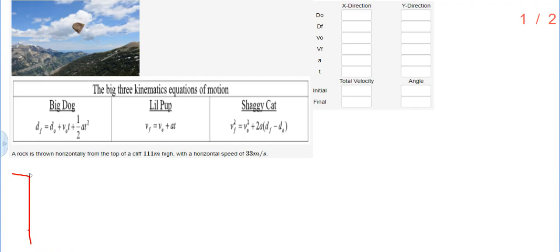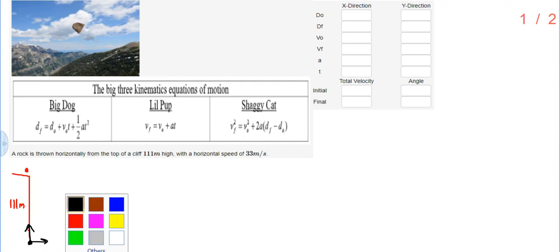Here's my cliff. Here's my rock being thrown from that cliff. My cliff is 111 meters tall. If I'm going to set an origin, I want that origin to be right at the bottom, pointed up in the positive y direction, and to the right in the positive x direction.